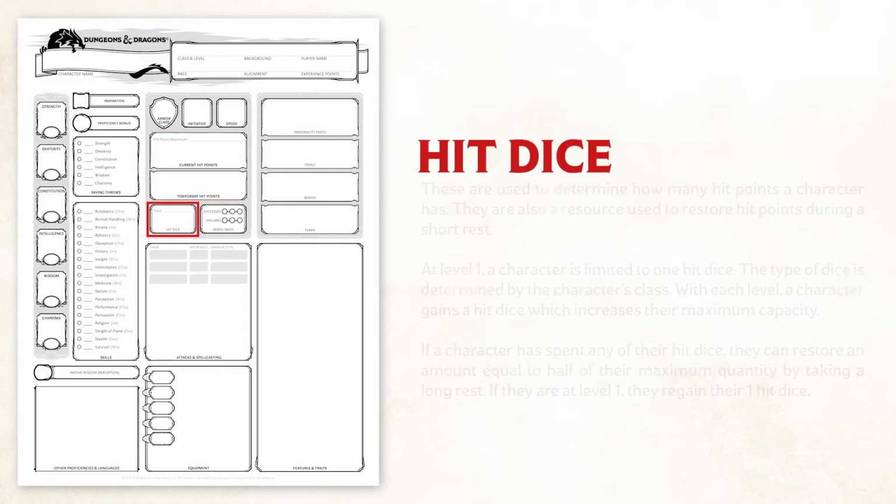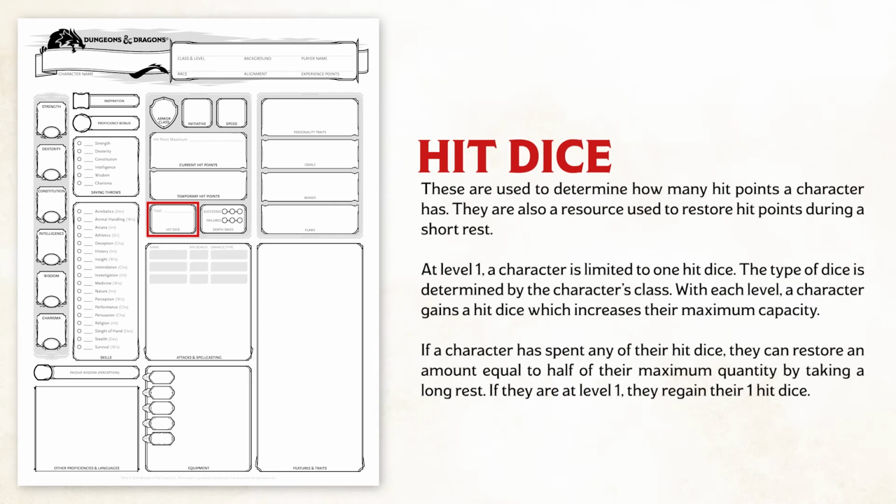Hit dice. These are used to determine how many hit points a character has. They are also a resource used to restore hit points during a short rest. At level 1, a character is limited to 1 hit dice. The type of dice is determined by the character's class. With each level, a character gains a hit dice, which increases their maximum capacity. If a character has spent any of their hit dice, they can restore an amount equal to half of their maximum quantity by taking a long rest. If they are at level 1, they regain their 1 hit dice.